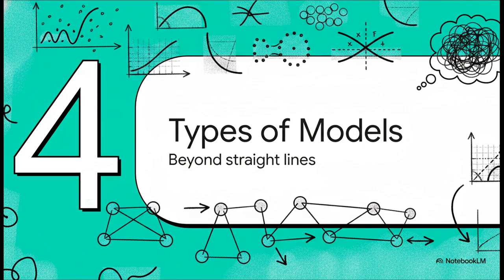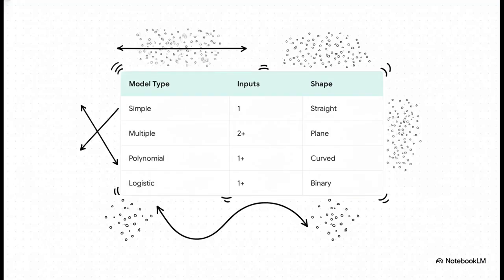Section 4. Types of models. Beyond a single straight line. Regression comes in a few variations, mostly depending on the shape and complexity of your data. We just covered simple linear regression, which uses one input to draw a straight line. But if you have multiple inputs, you graduate to multiple linear regression. If your data naturally curves, you'll apply polynomial regression, which fits a curved nth-degree line instead of a rigid one. And if you're trying to predict a binary outcome, like true or false, yes or no, you're going to use logistic regression.